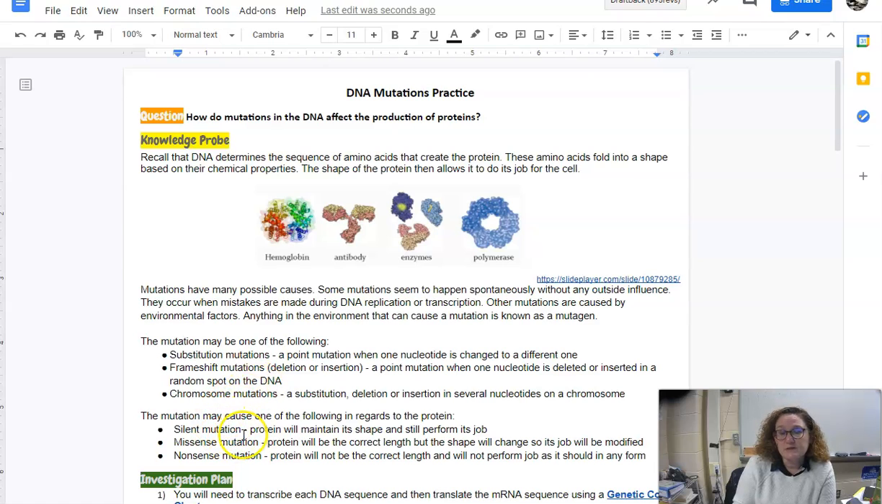Based on what happens is what it does to the protein. So if it's a silent mutation, there's no change to the protein shape. It still can do its job. Missense is when it makes the protein, but the shape isn't right for it to really do its job, so the job will be modified. And then a nonsense mutation is when it doesn't make a protein that's workable in any way, shape, or form. It's either really too long or way too short, so it can't do its job.